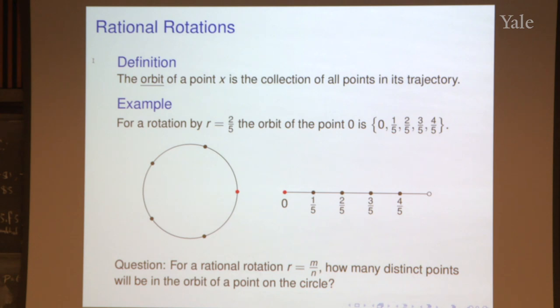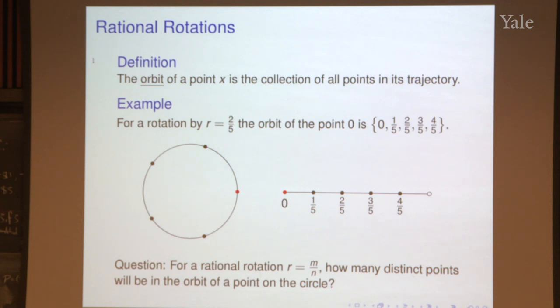But here, the rotations correspond to percentages of the circle, so we're not using radians. Is that clear? I think his question is, how do irrational numbers work? Oh, well, we're about to talk about that.